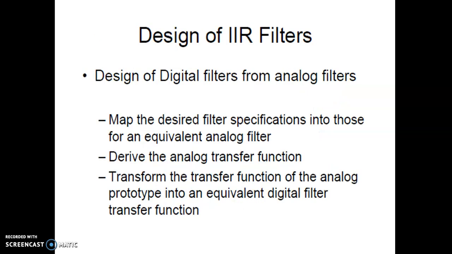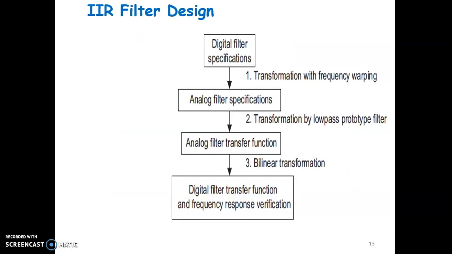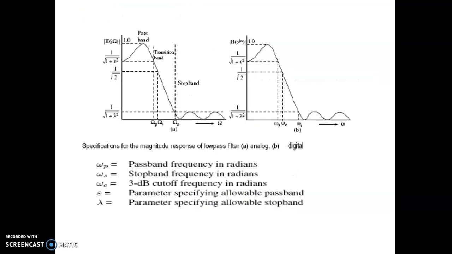So how do you design digital filters? When you design digital filters, the first step is you design an analog filter. What it means is, map the desired filter specifications into those of an equivalent analog filter, and derive the analog transfer function. From the transfer function of the analog filter, obtain the digital filter transfer function. So you always start with digital filter specifications. From the digital filter specifications, you make the analog filter specifications, and from the analog filter specifications, you design the analog filter transfer function, and from there you design a digital filter.